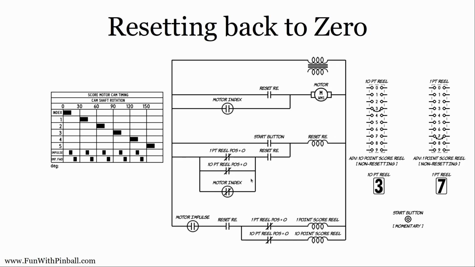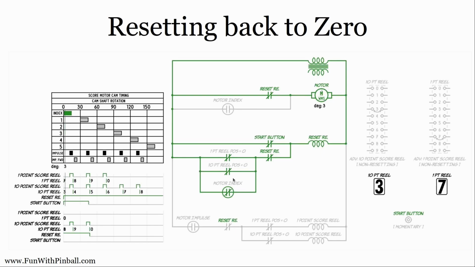So when I animate this, we'll see that there's 2 different values on my score reels, right? So they're going to want to take different numbers of steps to get back to 0. The ones digit here is going to stop. It only gets 3 pulses before its 0 position switch opens up, and it won't walk past that.